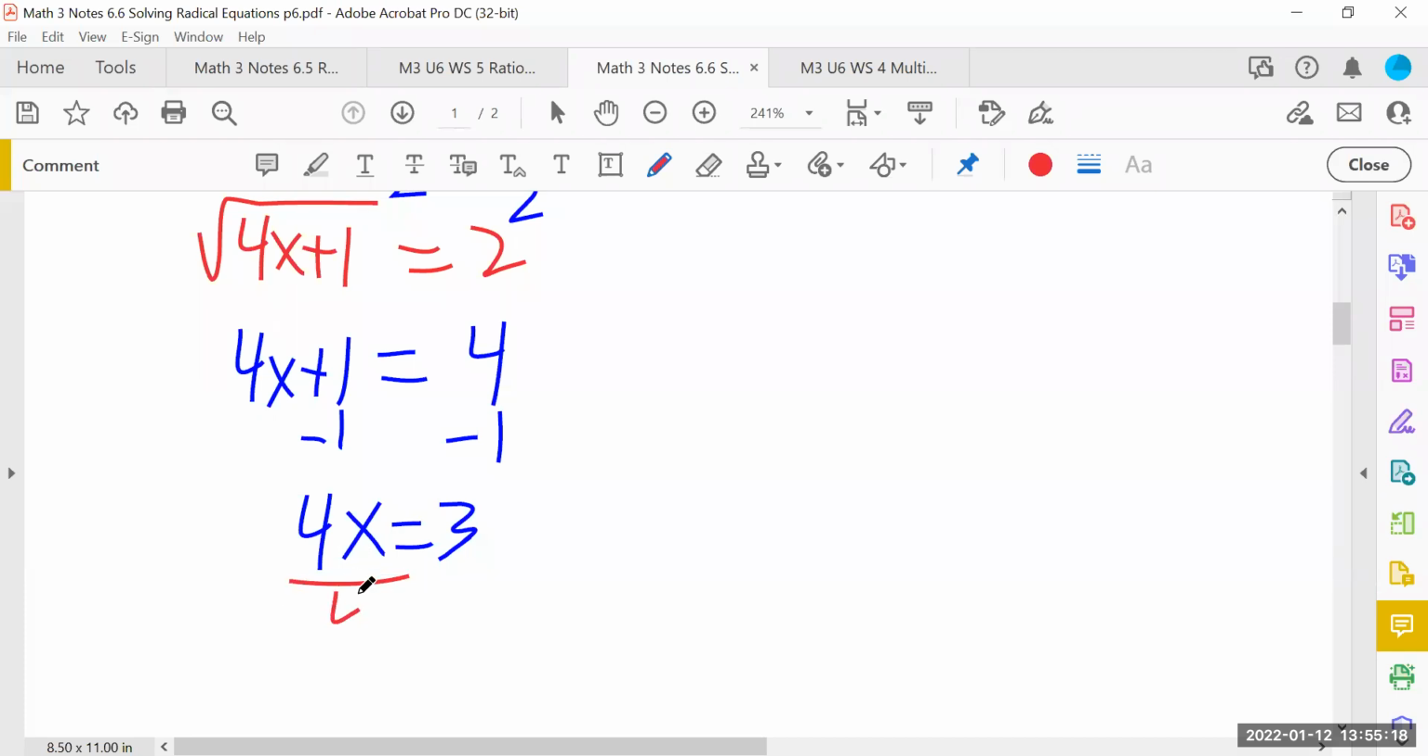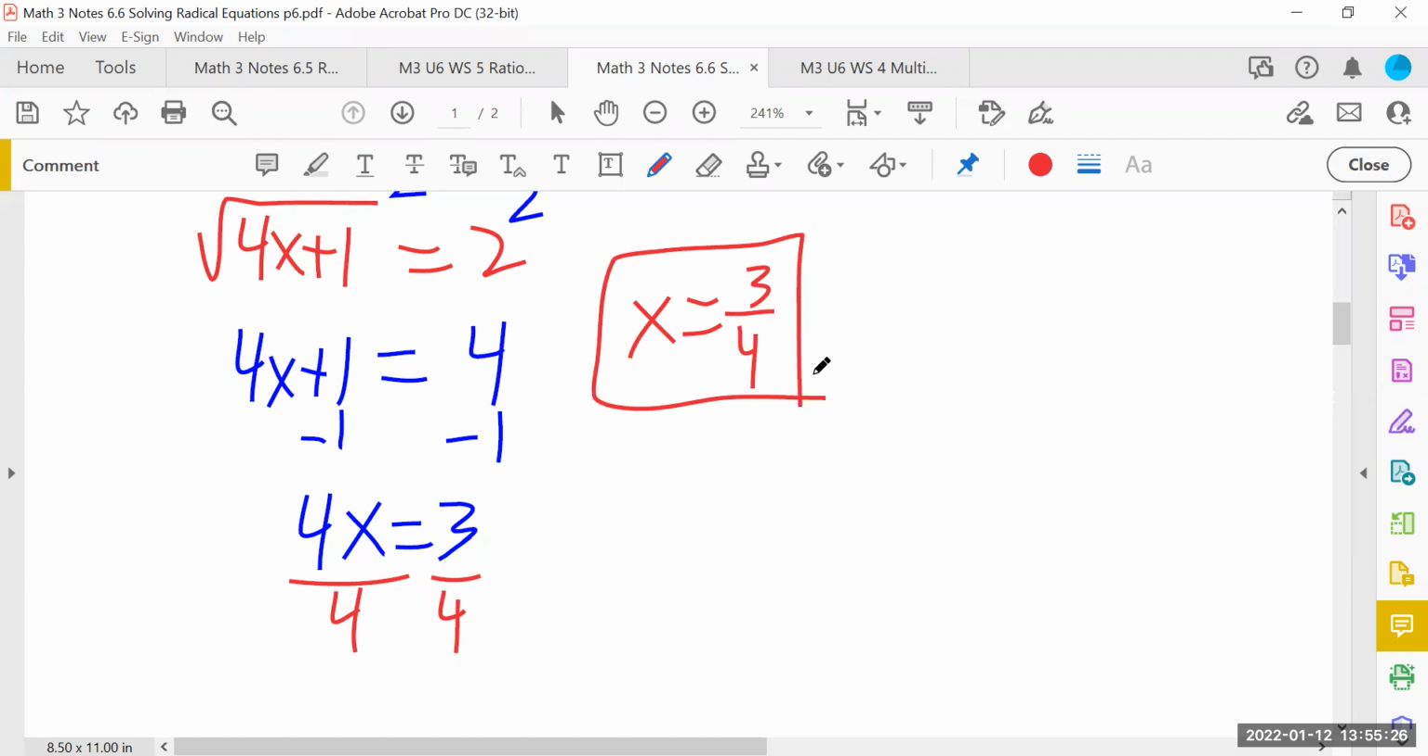Oops. Divide both sides by 4. I get x is equal to 3/4. That is my answer. I'm done if all I'm doing is solving. Does that make sense to everybody? If you want to check your answer, you can do some extra steps to do that.